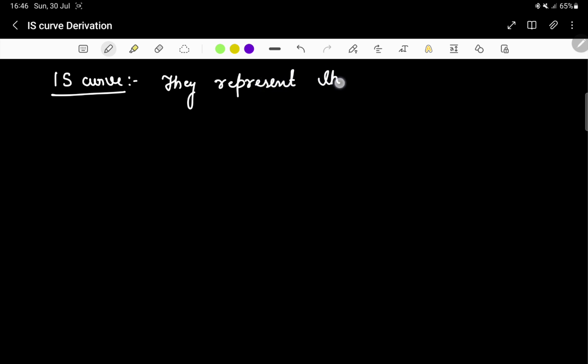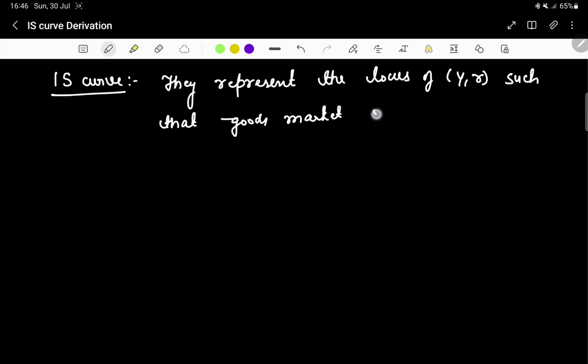Hello friends, in this particular session we will look into how the IS curve gets derived. IS curve stands for investment saving. So I will firstly write, IS curve represents the locus of Y comma r such that goods market is in equilibrium. Goods market is in equilibrium.